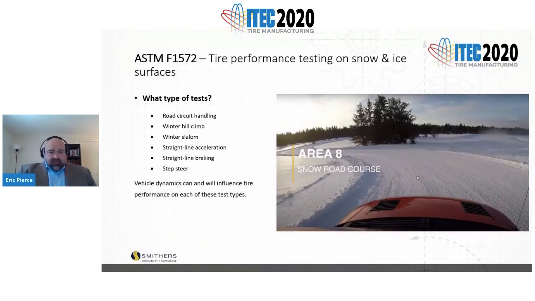We're going to get into which different tests are actually involved in this. Road circuit handling, hill climb, winter slalom. We also have straight line acceleration and braking, as well as step steer. So the vehicle dynamics can and will influence this tire performance for these test types. These tests really are directed for specific vehicles and the tires on which they're tested. Results may vary with different vehicles as a result of different dynamics.